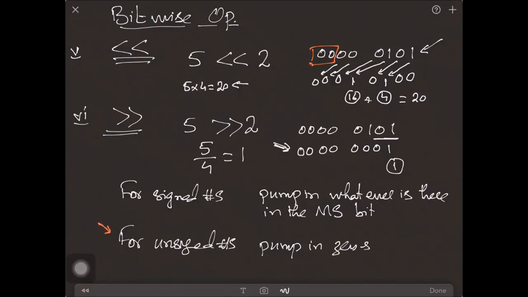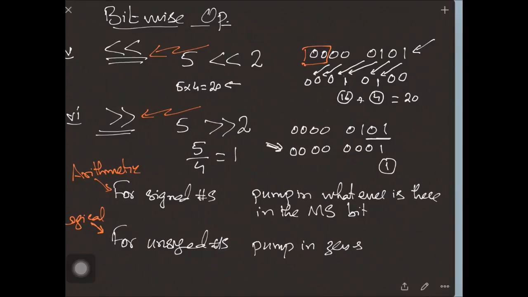This right shift is normally called the logical, while this one is called the arithmetic. To keep things simple, left shift always pumps in zeros, and right shift pumps in whatever is there in the most significant bit. Okay, so let me change the board again.